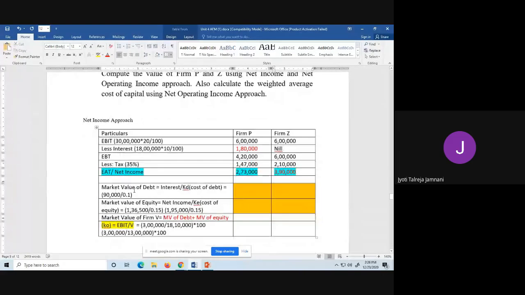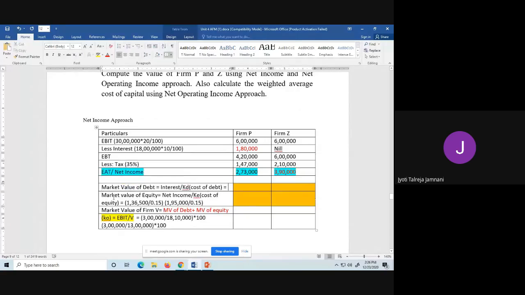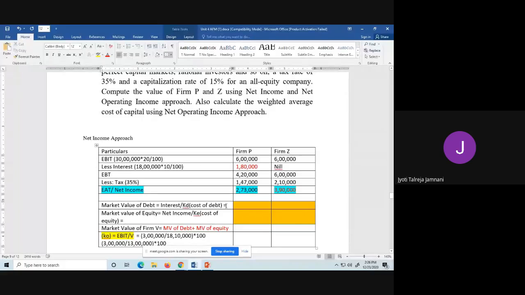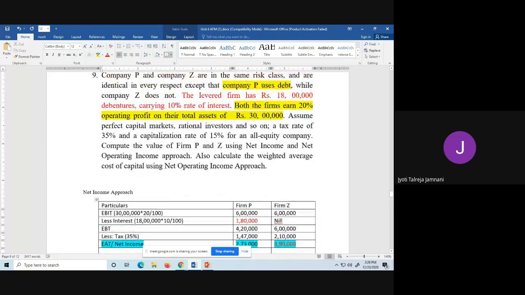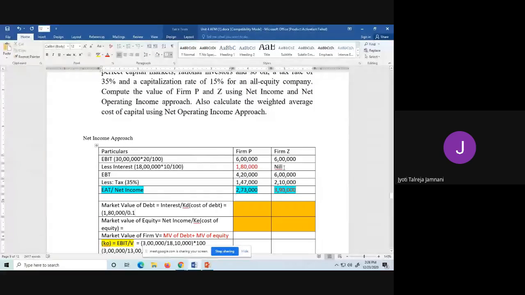Now we have to find the value of debt, value of equity, and then add both to get the market value of the firm. So for that we will start with market value of debt. Debt is there only in case of Company P, and the formula is interest divided by cost of debt. So interest is 1,80,000 divided by the cost of debt given in the question, 10%. So divided by 0.1, which comes to 18 lakhs. And for Company Z, it is nil because Company Z doesn't have any debt. The debt itself is nil. So therefore it will be nil.